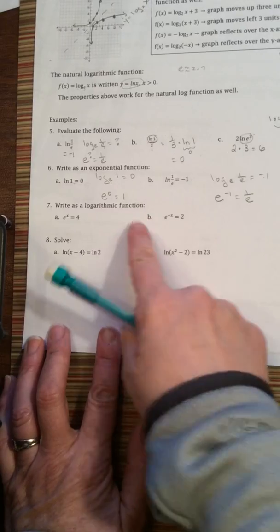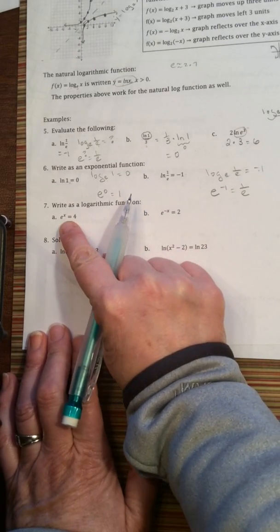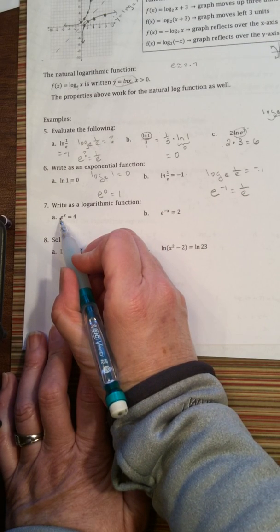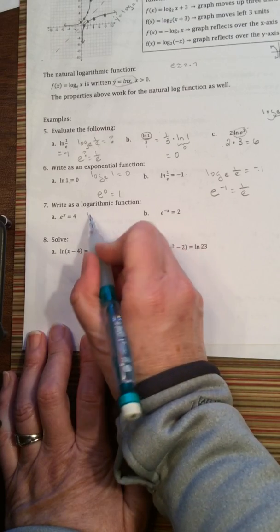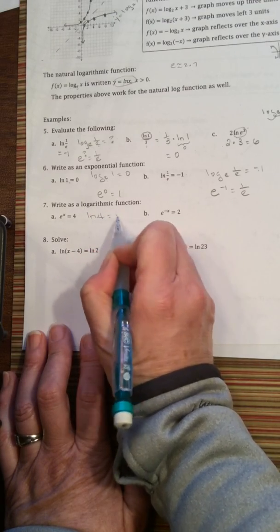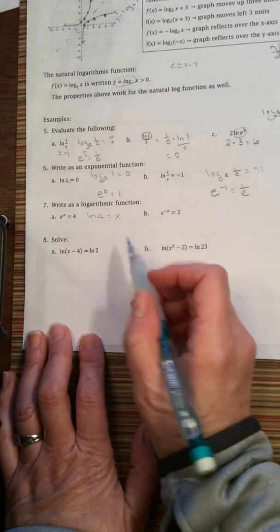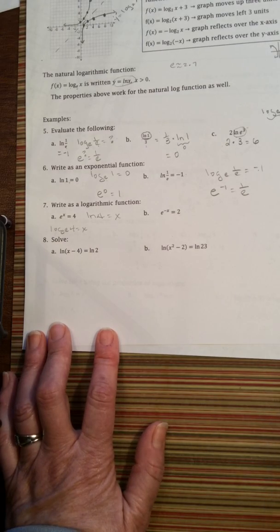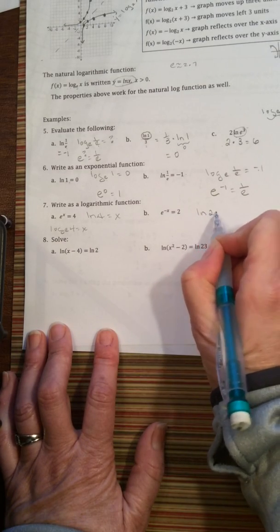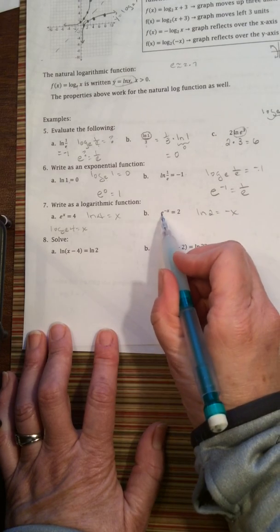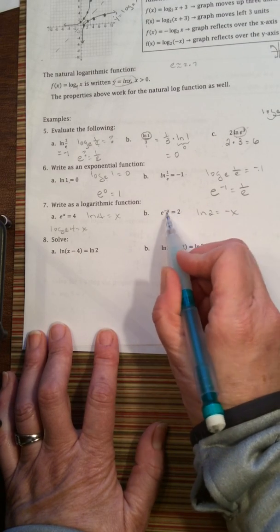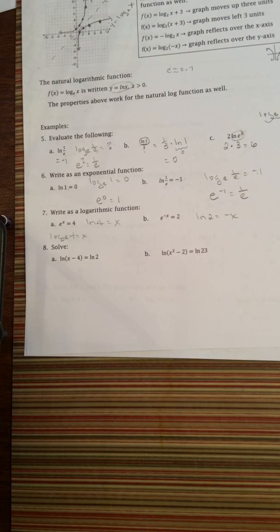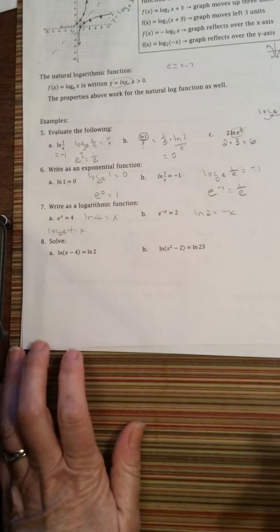If you want to write this exponential as a log function, e being the base means it's an ln. So you would want to rewrite it as the ln of 4 equals x. Or you could write it as the log base e of 4 equals x. It's the same thing. And this would be the ln of 2 equals the opposite of x. Log base e of 2 equals negative x. So back and forth between exponential and log. You just want to practice that until it becomes automatic.